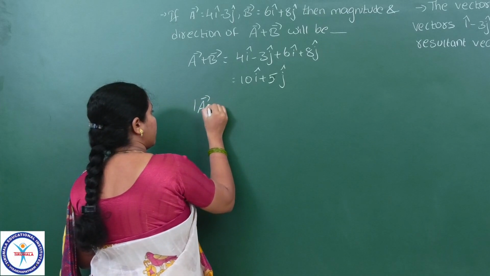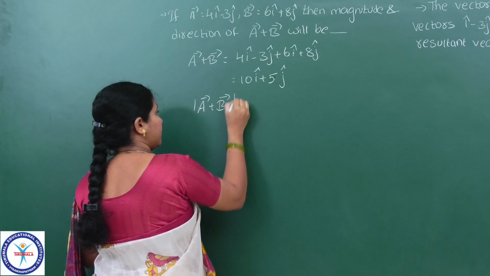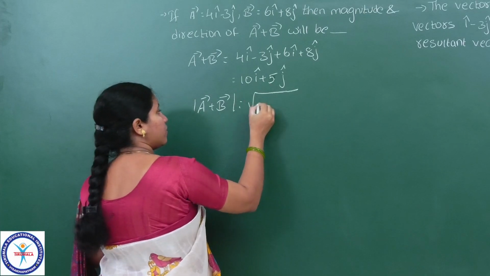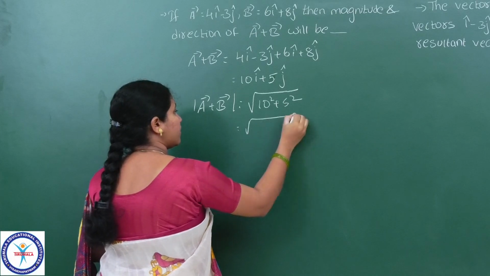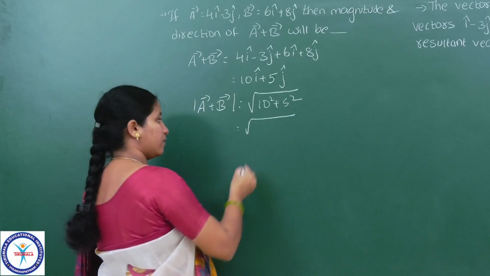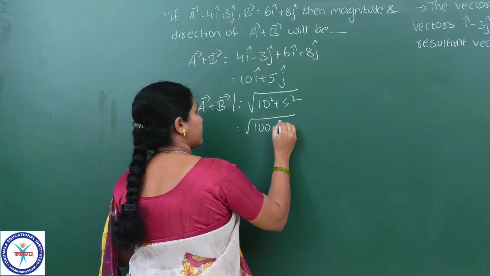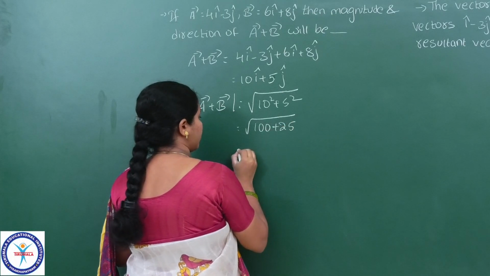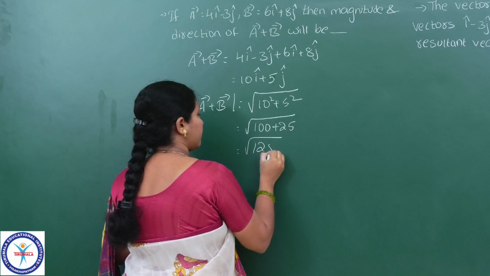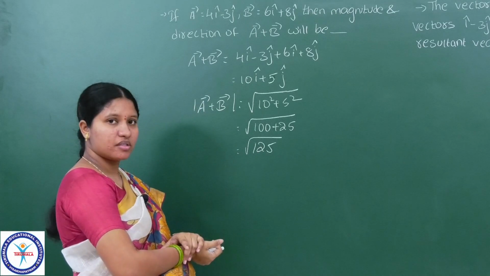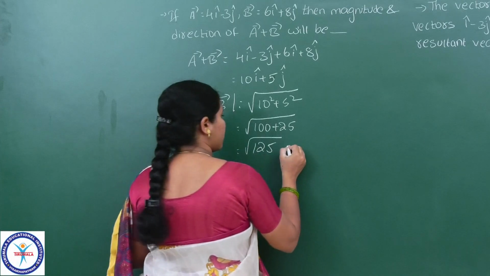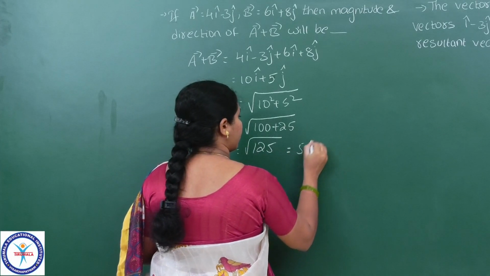So the magnitude of A bar plus B bar is equal to the square root of 10 squared plus 5 squared, where 10 squared is 100 and 5 squared is 25. So we get root 125 as the magnitude of A bar plus B bar, and we can also write this as 5 root 5.